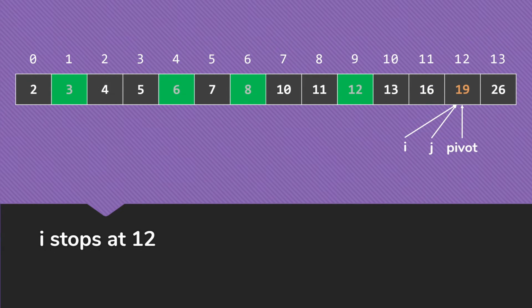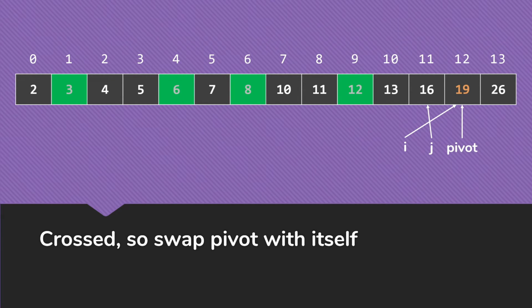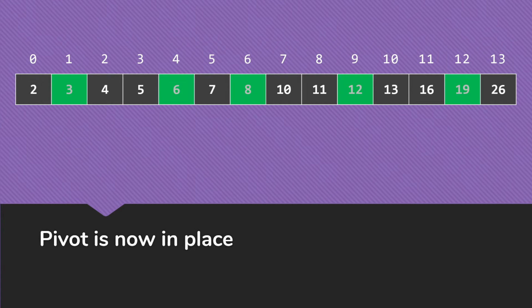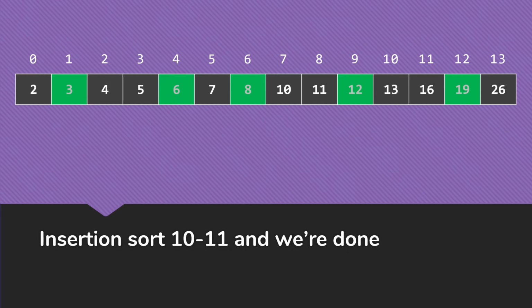I will stop at the 19. J will stop at the value 16 in index 11. We'll end up swapping the pivot with itself because that's where it goes. And it's now in place. So our final step in quicksorting this array is going to be the insertion sort of 10 through 11, because when we try to do the right partition, we'll again only have one value, so we won't do anything.